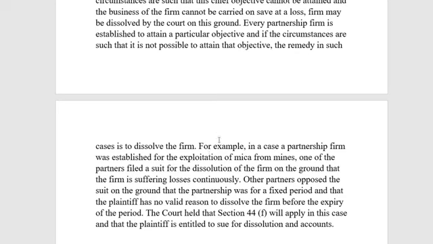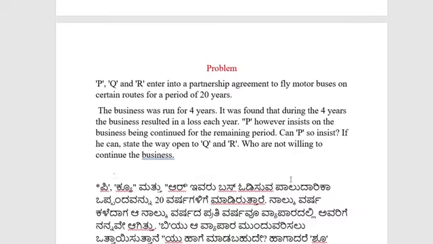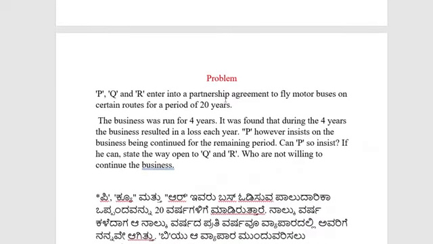So we can discuss one case example also. For example, a partnership firm was established for the exploitation of mica from mines. One of the partners filed a suit for the dissolution of the firm on the ground that the firm is suffering from losses continuously. Other partners opposed the suit on the ground that the partnership was for a fixed period. As we have seen in our problem, here also the partnership is for a fixed period, that is 20 years. Here the business has run only for 4 years. It was found that during the 4 years the business resulted in loss each year.